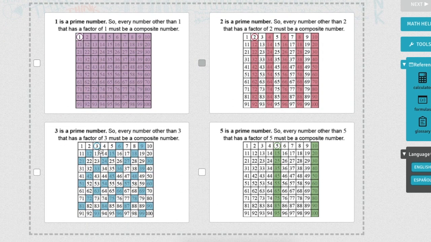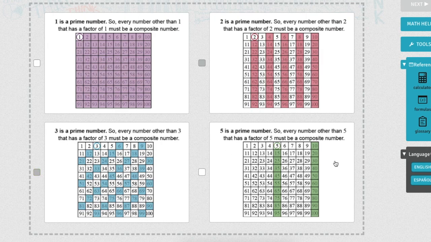If I can multiply by 3 to get to that number, that means I can also divide that number by 3, which means it's not prime because it has more than just 3 and 1 as factors. Now 3 would not be part of that list, but the rest of the multiples of 3 have a factor of 3, meaning that they're composite.